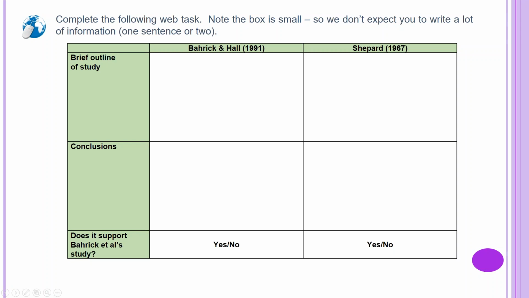They also found that a delirious person can use a language that they have not spoken since their childhood. Conclusion: these findings show memories in long term last a long time. Therefore, does it support Barrick et al.'s original study?